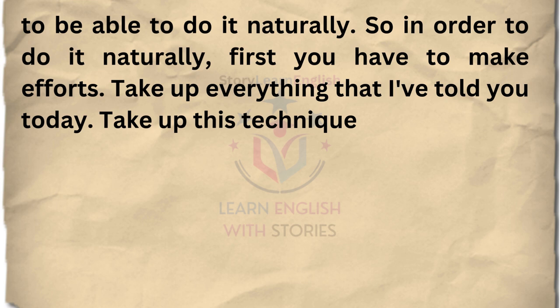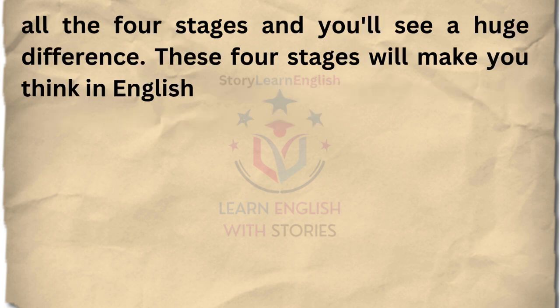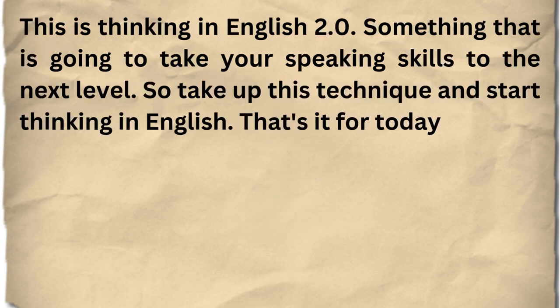To be able to do it naturally. So in order to do it naturally, first you have to make efforts. Take up everything that I've told you today. Take up this technique, all the 4 stages, and you'll see a huge difference. These 4 stages will make you think in English. This is Thinking in English 2.0. Something that is going to take your speaking skills to the next level. So take up this technique and start thinking in English.